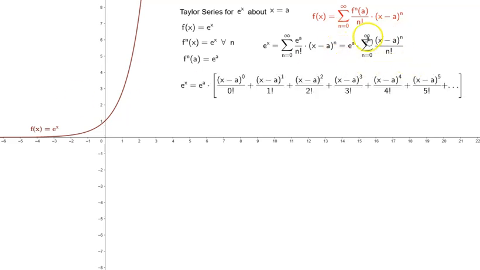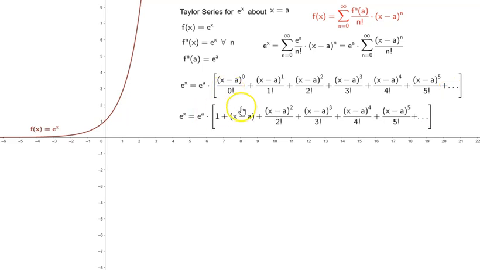If we expand this summation, we get e to the power of x is equal to e to the power of a times, starting with n equal to 0, (x minus a) to the power of 0 by 0 factorial plus (x minus a) to the power of 1 by 1 factorial plus (x minus a) squared by 2 factorial and so on. Now we can simplify this.